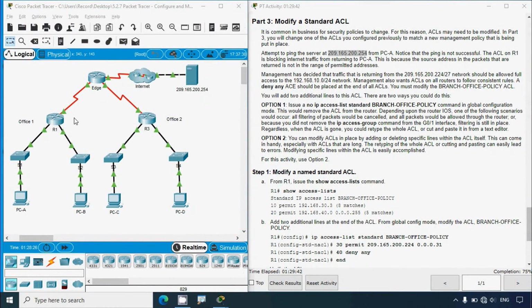Why did this communication fail? Because here only this network and PC-C are allowed to communicate with PC-A. PC-A can communicate to the server, yes. But when the acknowledgement comes back, the server cannot communicate to PC-A. I think I will show it in simulation mode so that it will be more clear.